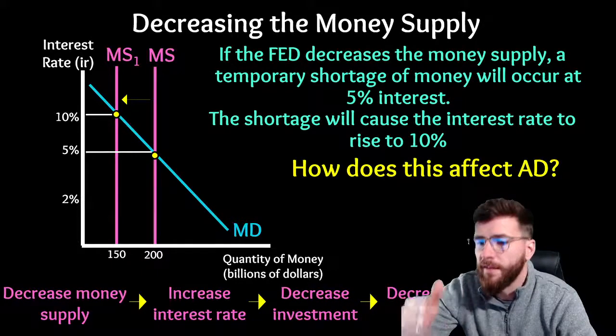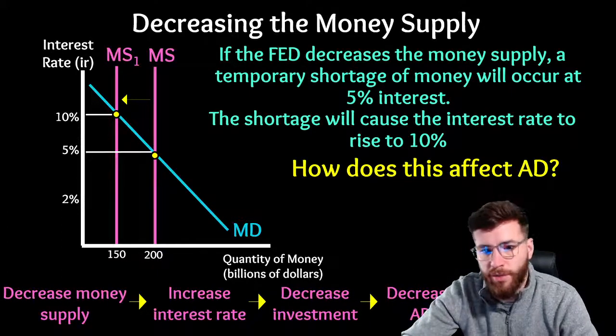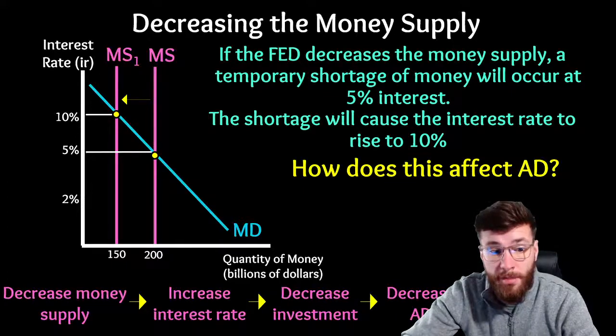But this is contractionary, right? This is if the economy is overheating and we want to slow it down. This would be the idea of contractionary policy, reducing aggregate demand by reducing the money supply.